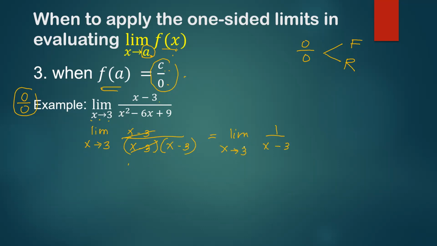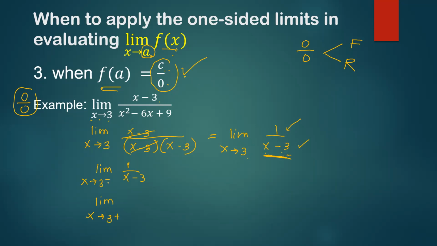If this is the case, we will get the limit from the left and from the right, because we have a non-zero number over 0 once we substitute this 3 here. It becomes 3 minus 3, which is 0. So, 1 over 0 is of this form. So, we have 1 over x minus 3 as x approaches 3 from the left and as x approaches 3 from the right.